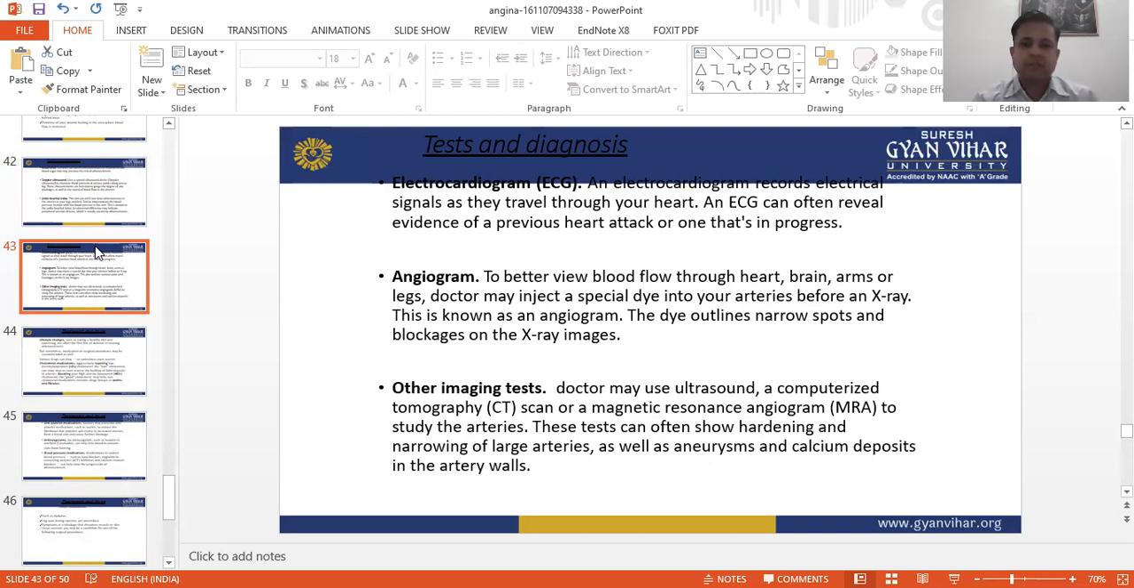Other imaging tests. A doctor may use ultrasound, computed tomography, also called a CT scan, or magnetic resonance angiogram, also called an MRI, to study the arteries. These tests can often show hardening and narrowing of large arteries, as well as aneurysms and calcium deposits in the artery walls.